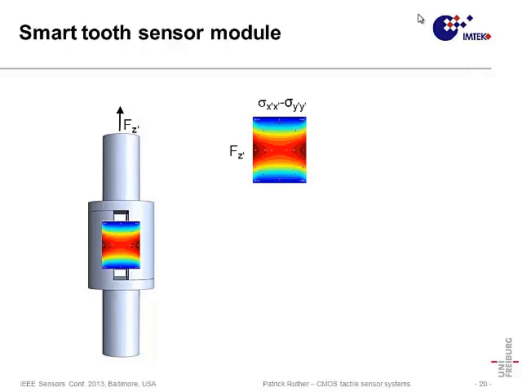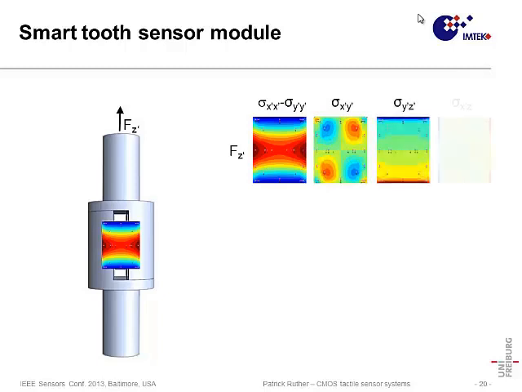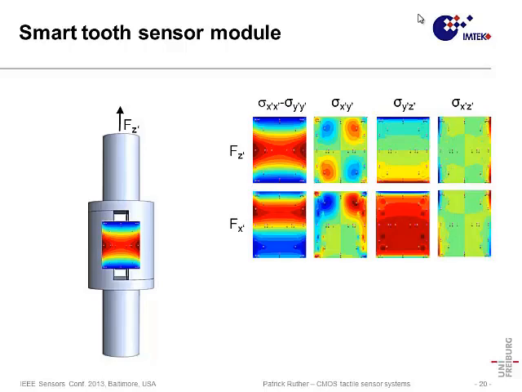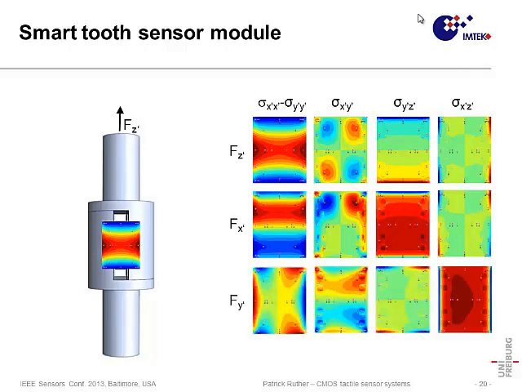Now if we apply a force in the Z direction, we see a very characteristic stress distribution inside this chip. And this is true for the in-plane shear stress component, and the 2 out-of-plane shear stress components, Y prime Z prime, and X prime Z prime. And then if we use other force components, Fx and Fy, we see very characteristic stress distributions in the chip. And if you're able to monitor these stress distributions by applying sensing elements at strategic positions, you will be able to distinguish these different force components.